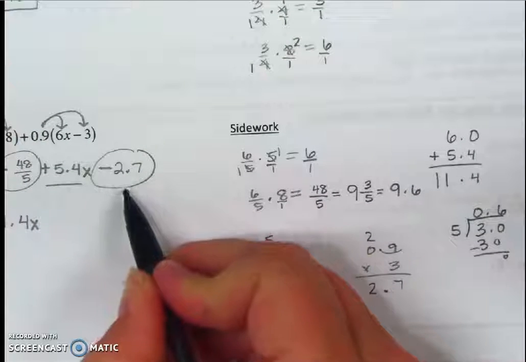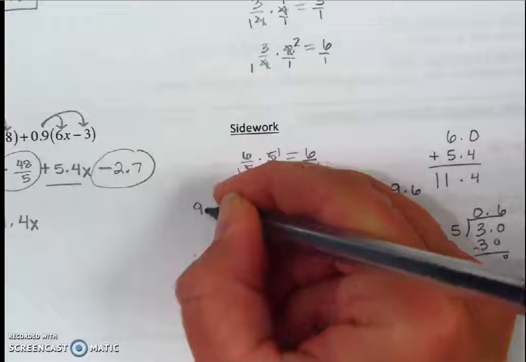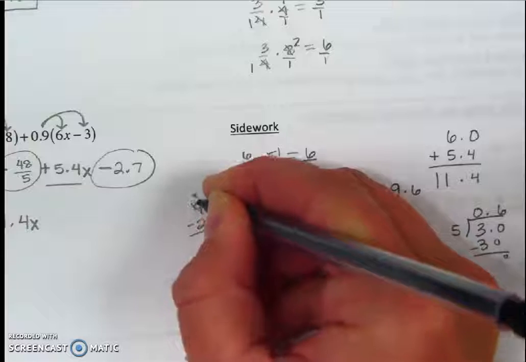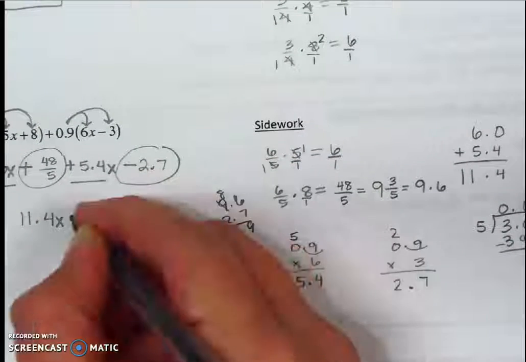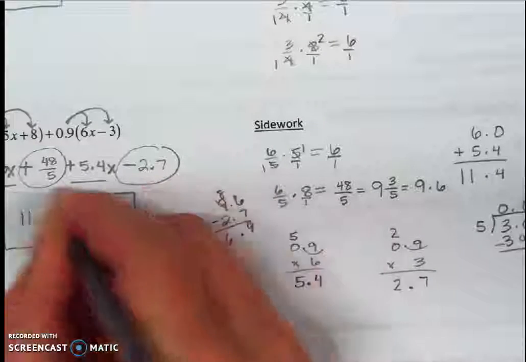9.6 is going to be combined with a -2.7, so that means I need to subtract. 9.6 minus 2.7. If we borrow, we end up getting 6.9, and that's a positive 6.9. There we go. That's as tough as it gets.